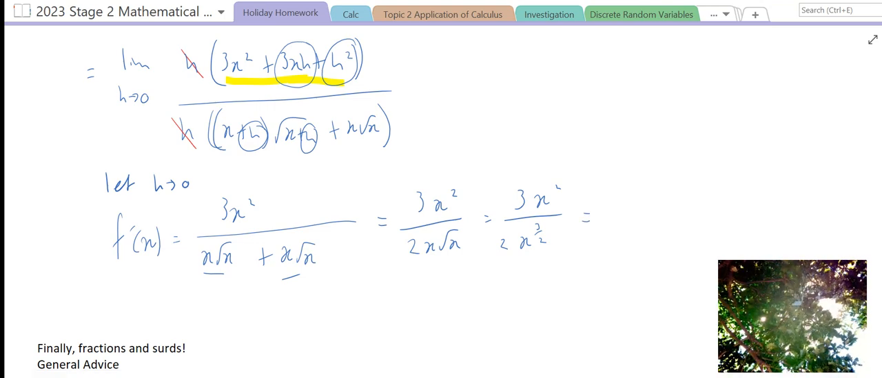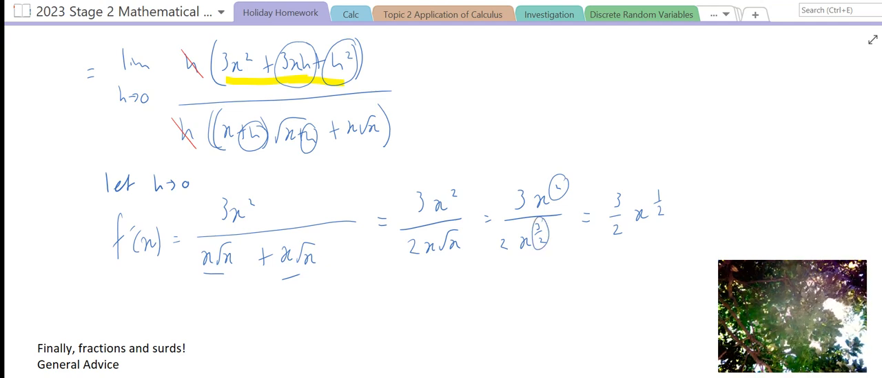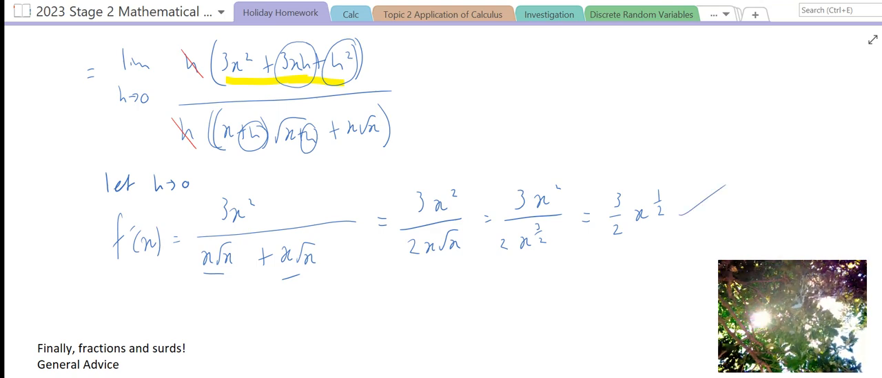Alright. Then if there's a squared on the top and there's 1.5 on the bottom, really this is 3 on 2 x to the half. Because that 2 minus that 3 on 2 gives us that half. And that is exactly the answer we were hunting for.